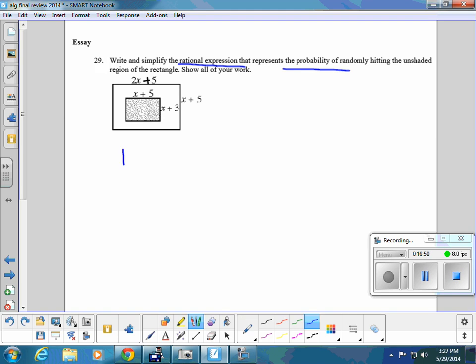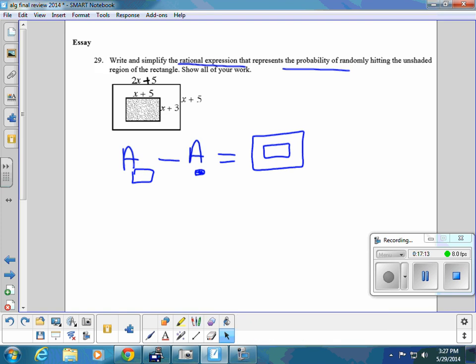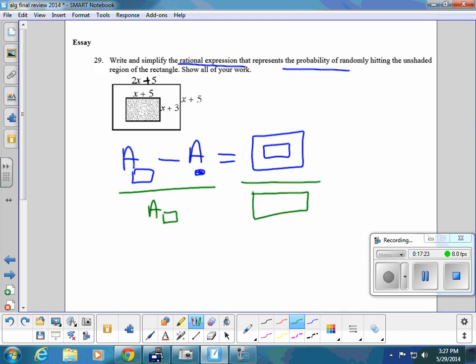Okay, we need to find the area of the larger region, which is the outer region, minus the area of the shaded region, which is the smaller inner region, and that will equal the area of the cutout region. But since it's a probability, we're going to divide that by the area of the larger region, which is just the white box by itself without the cutout.